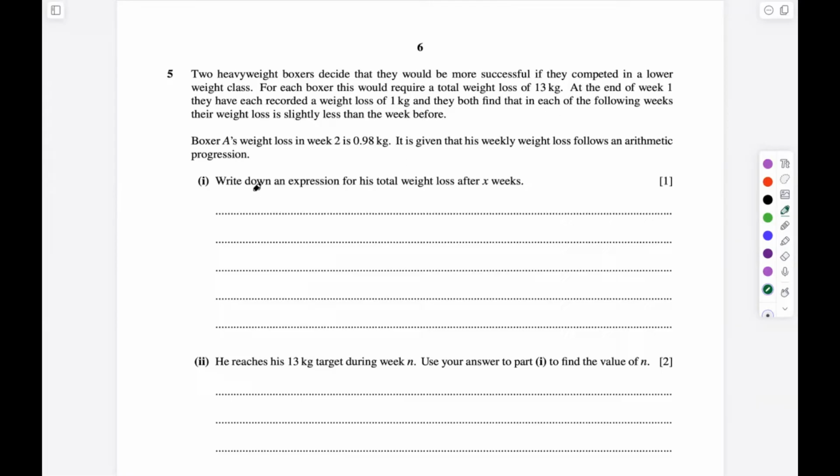Now, as it is an arithmetic progression, the sum to n terms of an arithmetic progression is given by n upon 2 into 2a plus n minus 1 into d. So as we have to find the total weight loss after x weeks, we can write this expression for the sum of x weeks as x upon 2 into 2 into 1 plus x minus 1. And as in the second week, the weight loss was 0.98, the common difference d will be equal to 0.98 minus 1, which is equal to minus 0.02.